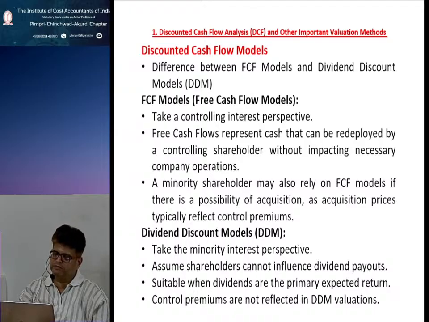In DDM, it is assumed that shareholders cannot influence dividend payouts, and it is suitable when dividends are the primary expected return. Control premiums are not reflected in DDM valuations.